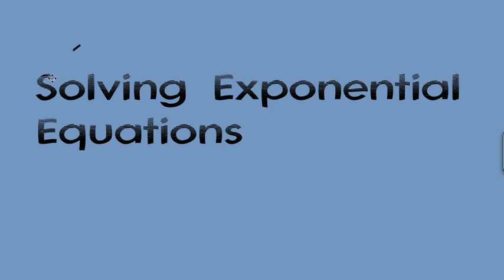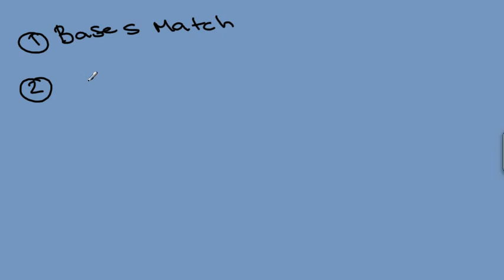This is a quick guide to solving exponential equations. Now, the first case is perhaps the most simple. Whenever we solve exponential equations, what we're trying to do first off is get our bases to match. So this is always the first step. We're always trying to get the bases to match if they don't already match.